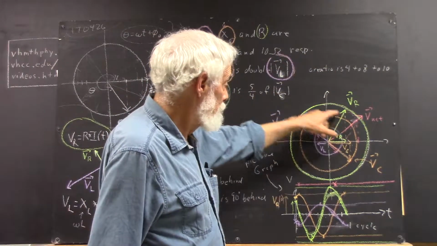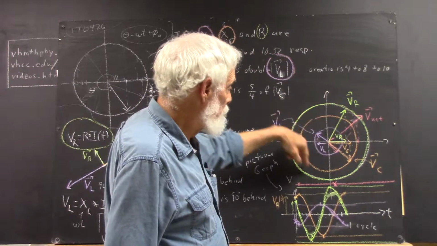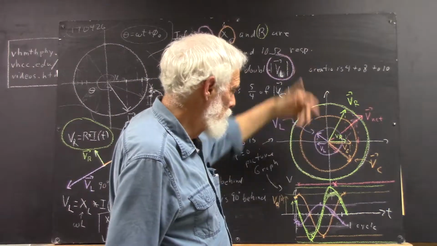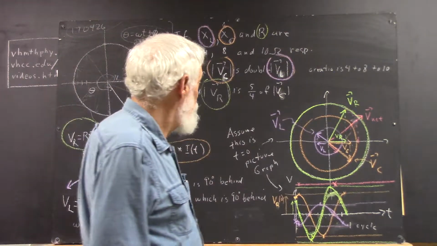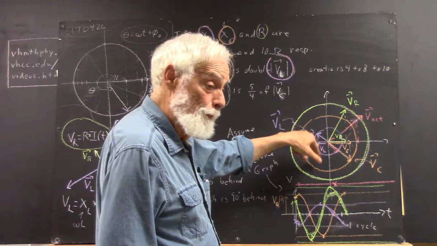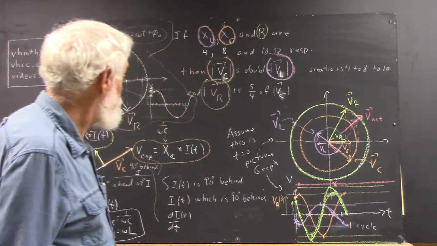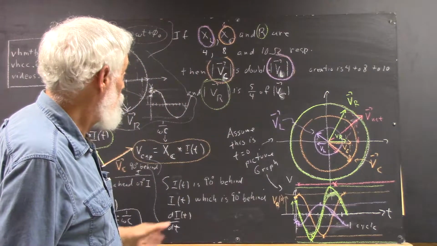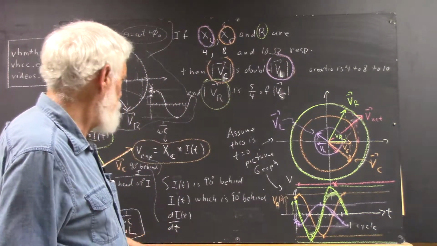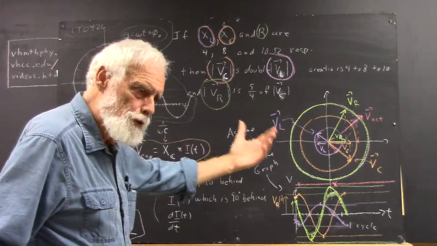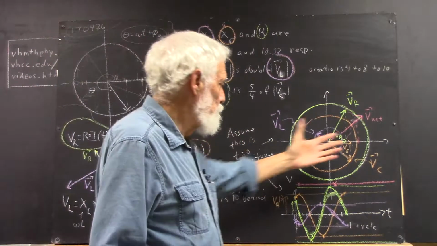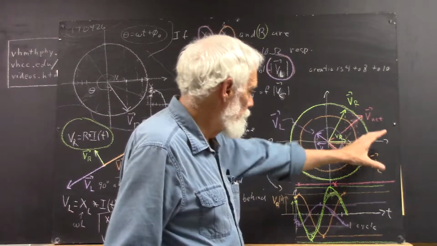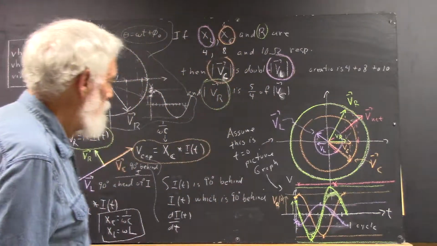This circle, if this radius is 10, it's plausible this is 8. It looks more like 7 to me, but that's okay. And this one is 4. Okay. So those are going to be the maximum voltages if we assume a unit current. And if we assume a bigger current, we just relabel this. The proportions are still going to be the same.